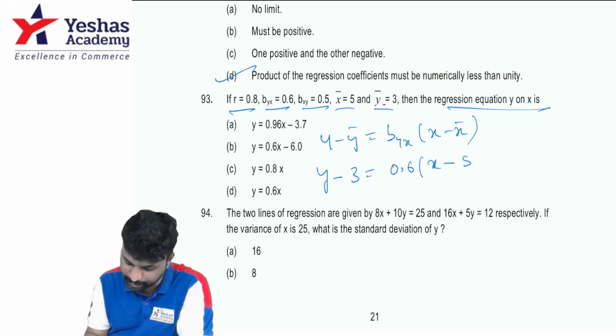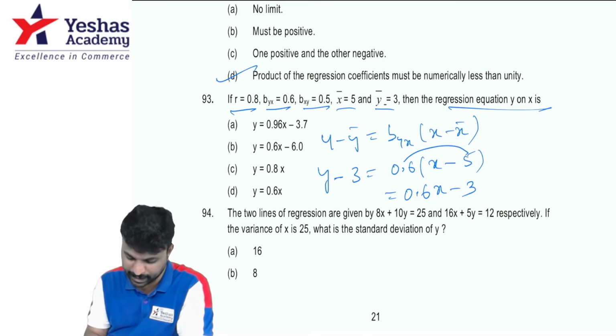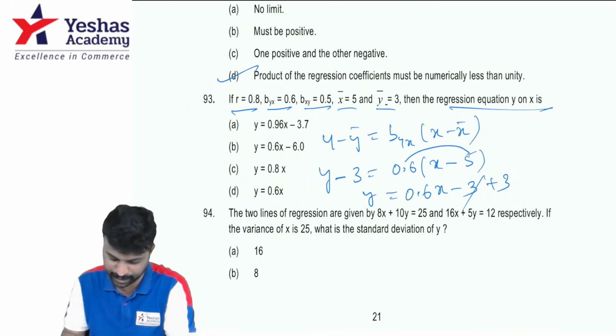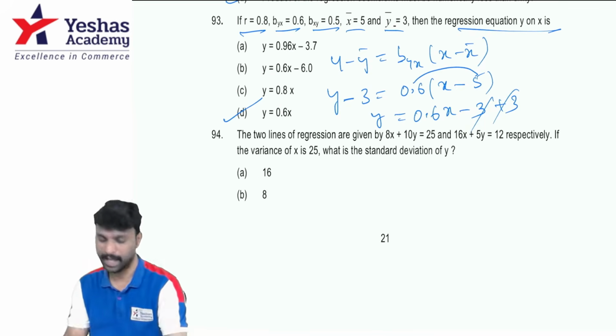X bar value is 5. Just remove the bracket. 0.6 into X. What is 0.6 into 5? Minus 3, right? Minus 3 comes to the other side, becomes plus 3, is equal to what? Y. So minus 3 plus 3 cancel. So Y is equal to 0.6 times X. Option D is the right answer.